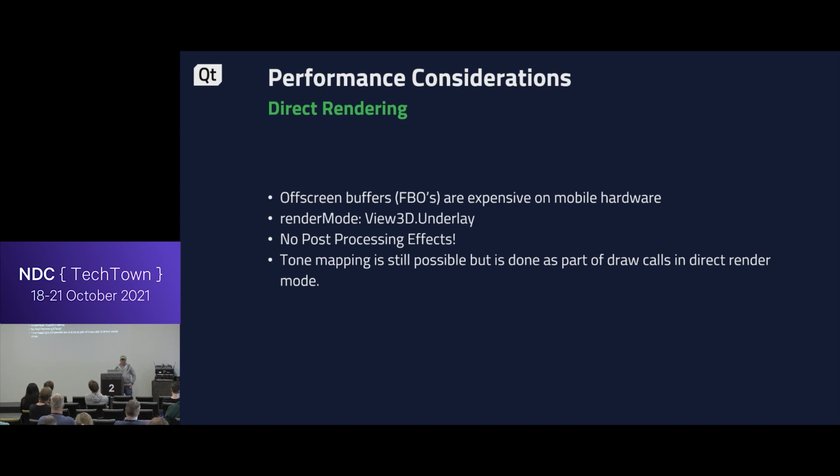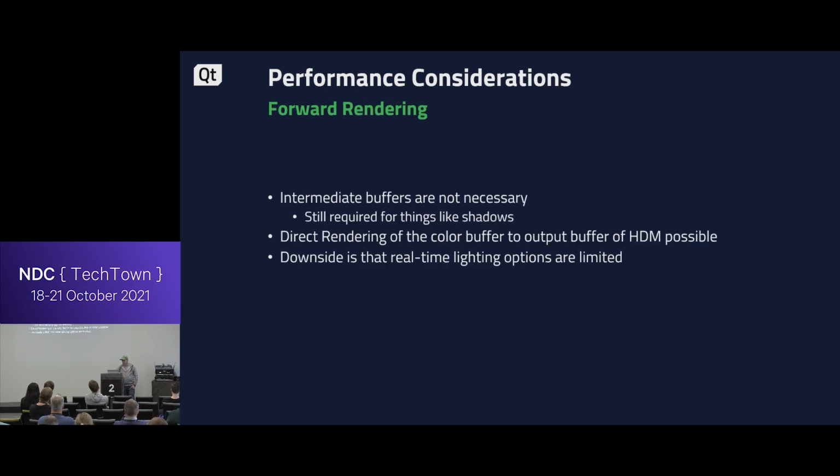The other thing is that normally tone mapping is done as a post-processing effect, but at least in QQuick 3D, because of how we're already rendering for embedded and mobile devices, we already have the option. If you're direct rendering, we do the tone mapping as part of the draw call when you're doing your material, so it's not that big of a concern.